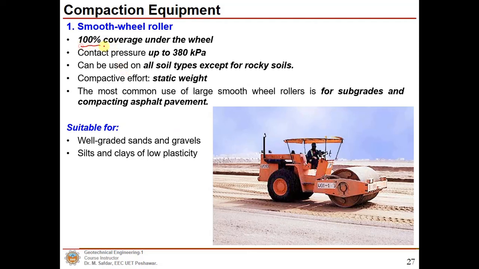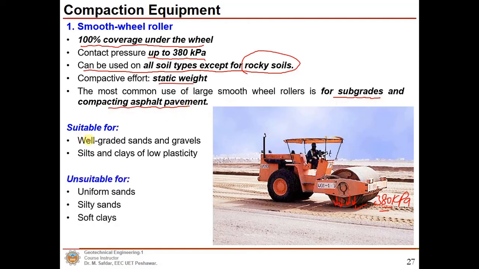A smooth wheel roller covers 100% of the area under the wheel, as you can see here, and the wheel is smooth. The contact pressure applied onto the soil is approximately 380 kilopascals, and these types of rollers can be used on all soil types except for rocky soils. Compactive effort is static. The most common use of large smooth wheel rollers is for subgrades and compacting asphalt pavement. These types of rollers are suitable for well-graded sands and gravels, silts and clays of low plasticity, but they might not give you good results in uniform sands, silty sands and soft clays.